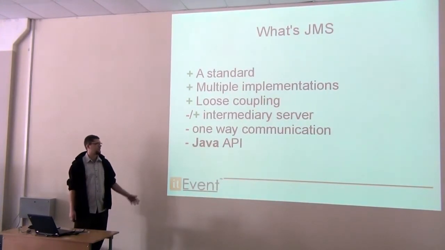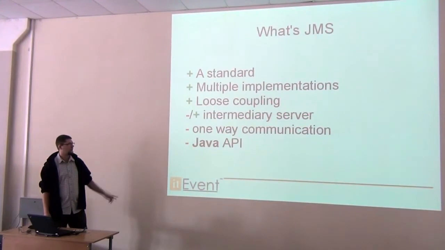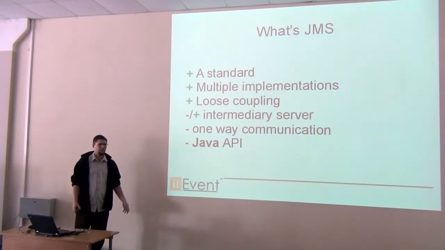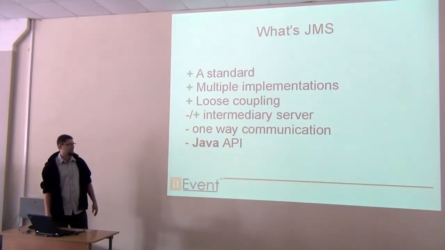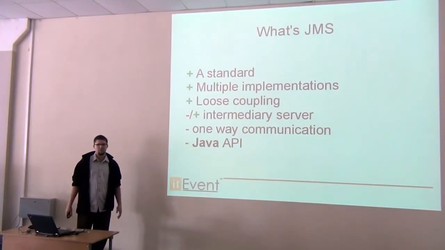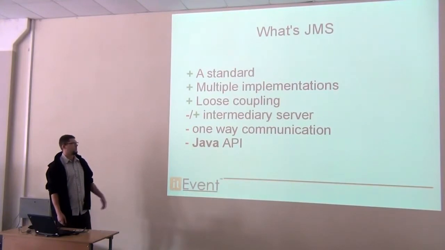A minus can be the fact that this is one-way communication. So you just send something to the queue and don't care about it anymore. And another minus is, as the name suggests, it is a Java API. So when you have an application in PHP, then you have to figure out something to communicate with the JMS provider. Fortunately, there are some protocols that JMS providers implement, like Stomp, for example, that allow you to talk to the JMS server from different languages.